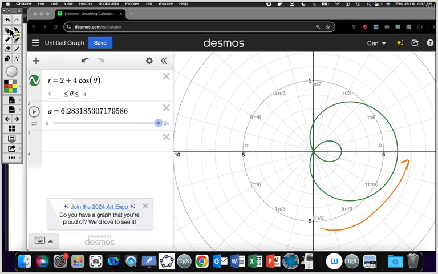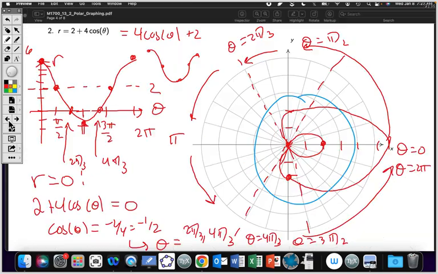All right. So this inner loop here, the inner loop that we had, is what's being traced out with these negative r values. This inner loop is traced between 2 pi over 3 and 4 pi over 3. So once again, Desmos is your friend with this.